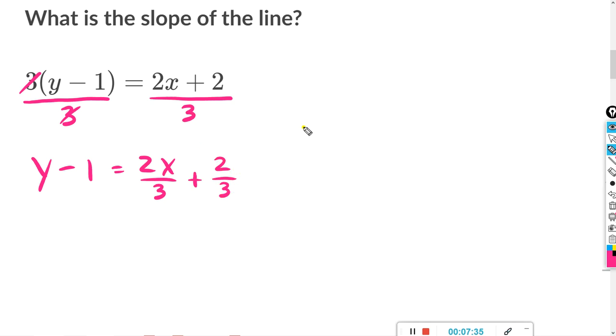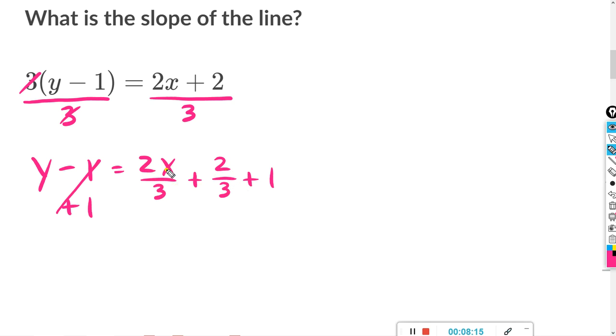And really we're done right here, but I'll continue just so you can see that it's in the form of y equals. Okay, we have y minus 1. The opposite of negative 1 is positive 1. So I'm going to add 1 to both sides. And the 1's cancel, 1 minus 1. Okay, and we have y equals this expression here. Now really, we're just looking for the number that's multiplied by x. So we're not even worried about this part right here. I mean, we can add these together if we wanted to, but we don't need to. We just need the number that's multiplied by x.